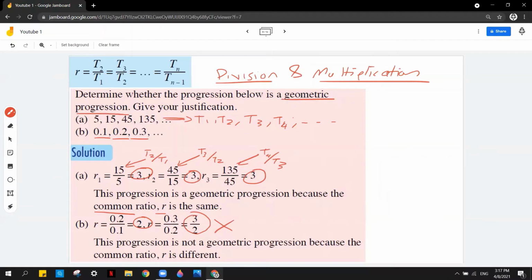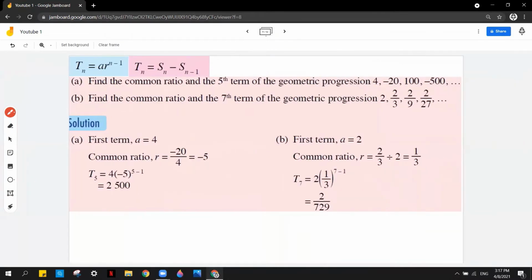Whereas the arithmetic, as we discussed in the last episode, is talking about just common difference. That means it's either addition or subtraction. Okay, so let's go to the next one.